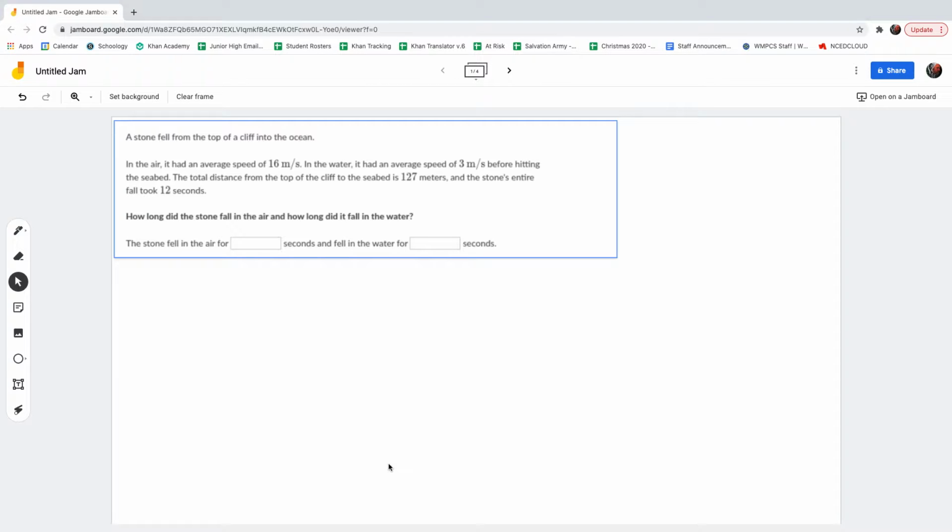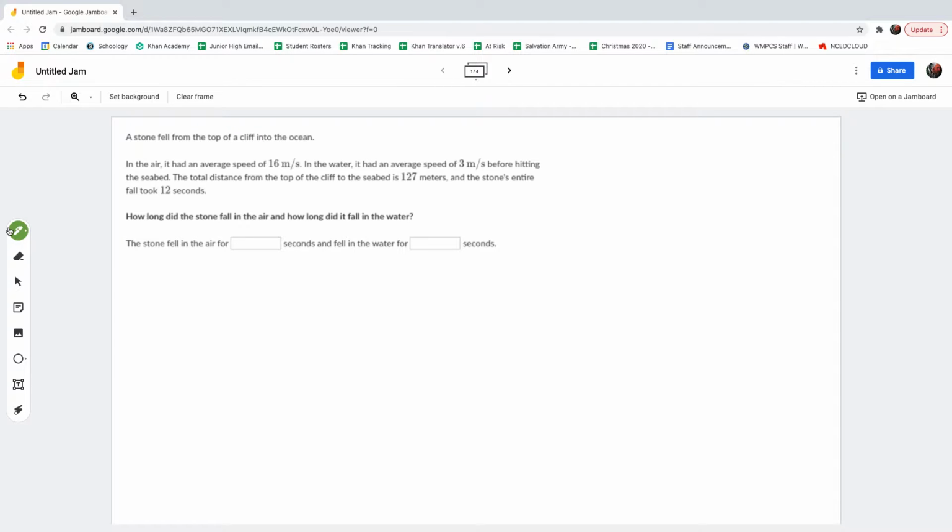A stone fell from the top of a cliff into the ocean. In the air, it had an average speed of 16 meters per second. In the water, it had an average speed of 3 meters per second before hitting the seabed. The total distance from the top of the cliff to the seabed is 127 meters, and the stone's entire fall took 12 seconds.